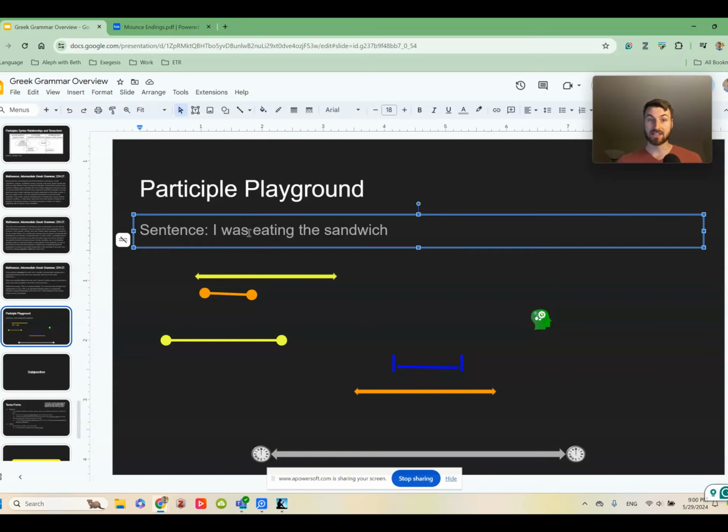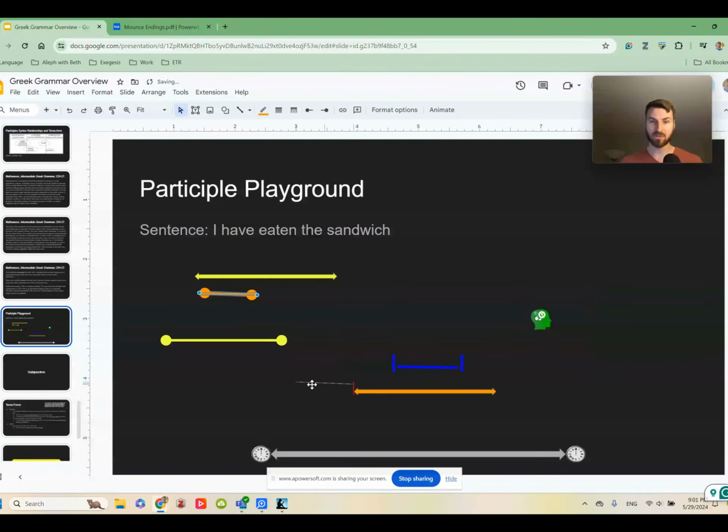And I can say, I have eaten the sandwich, and that would be the perfect. We've called that the combinative. So a past action with ongoing effects, like this. So in the past, I ate the sandwich, and it has ongoing effects where I say I have eaten the sandwich. Often it'll be in a present effect. Okay, so those are the three tenses that we've learned in terms of verbal aspect.